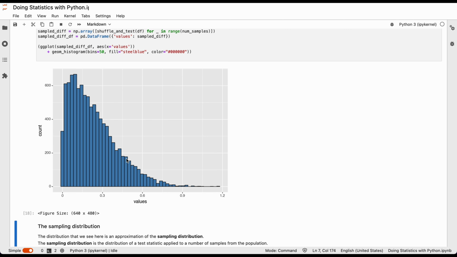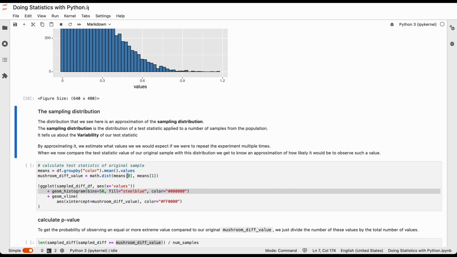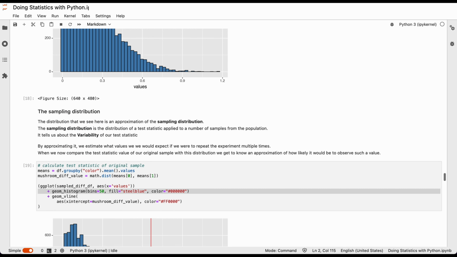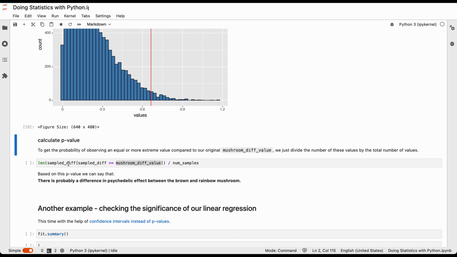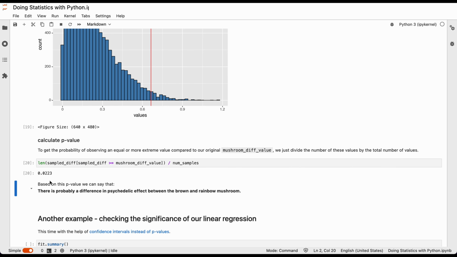And now given this distribution, we want to check how likely it would be to observe the effects in our original data, where we assume that color does matter. And so we calculate that difference value and then plot it as a vertical line, which can already give us some intuition about how likely this value is. And now to calculate the p-value, we take the sampled differences, and then from these only the values that are equal to or larger than our original effect, we check with length how many of the values meet this condition, and then we divide that value by how many samples we had in total. And this gives us a value of 0.0223. And from intuition we can say that this value is very small.